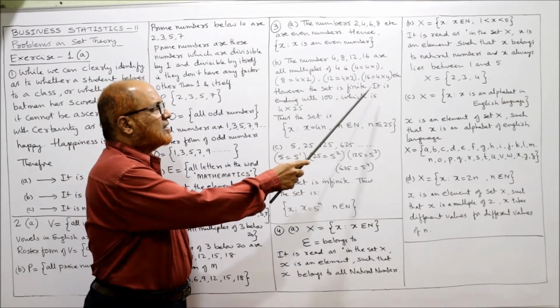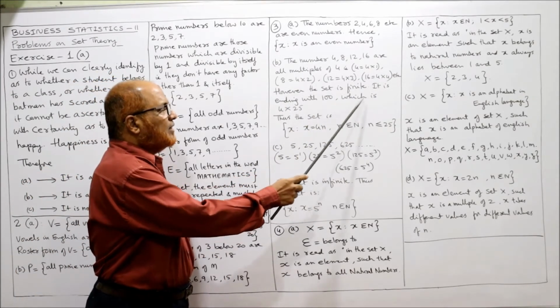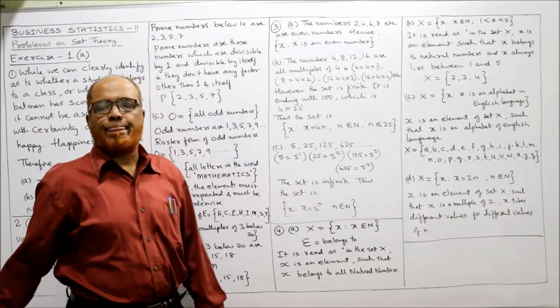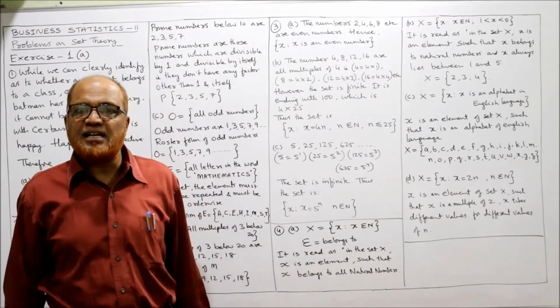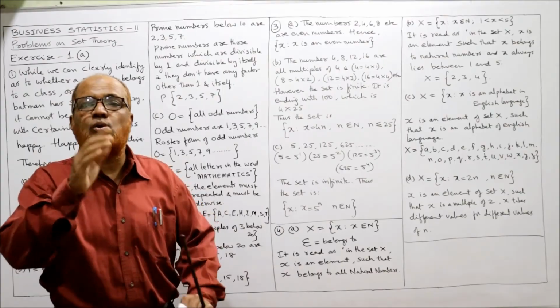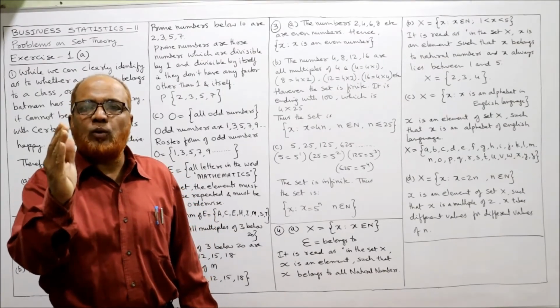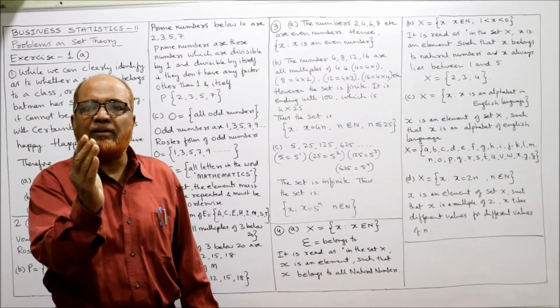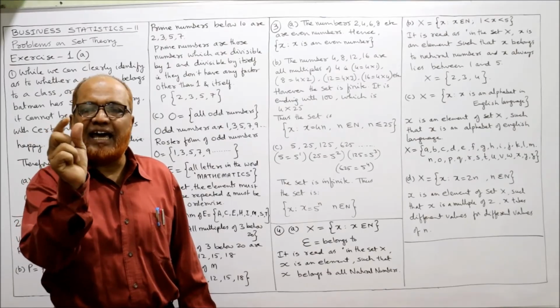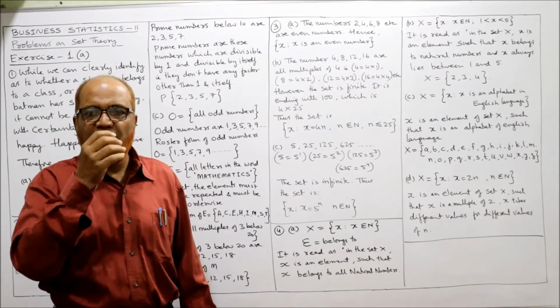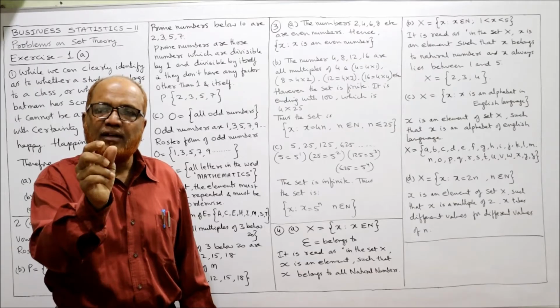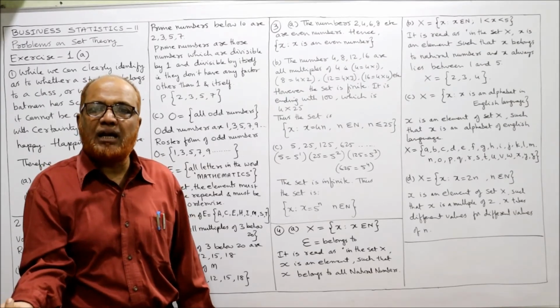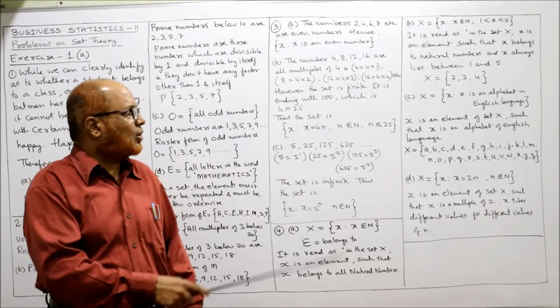We can see all are multiples of 4. However, the set is finite. It is ending with 100, which is 4 into 25. It's a finite set because the limit is given. Up to 100 means 4 into 25. That means the maximum value of n is 25. When we take n equal to 25, then 4 into 25 will be 100. We have to go up to n equal to 25.